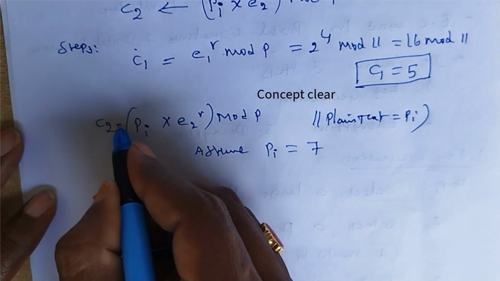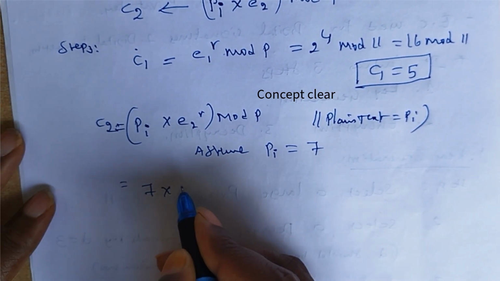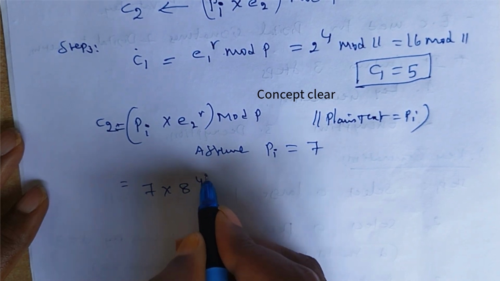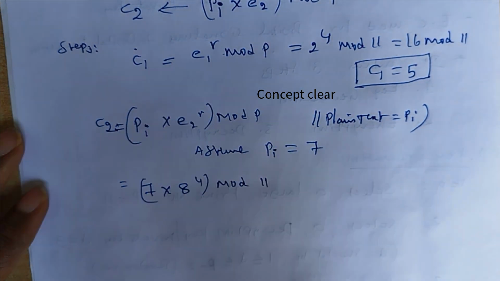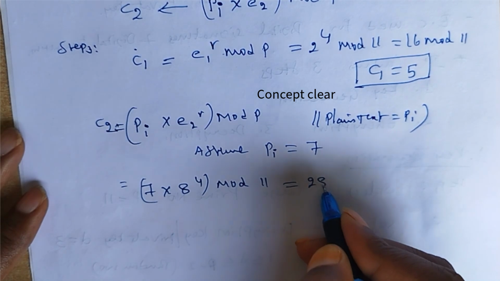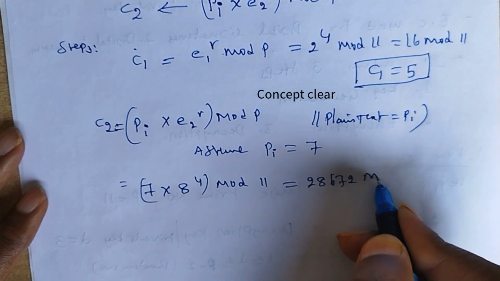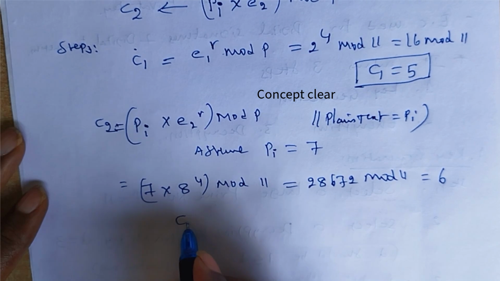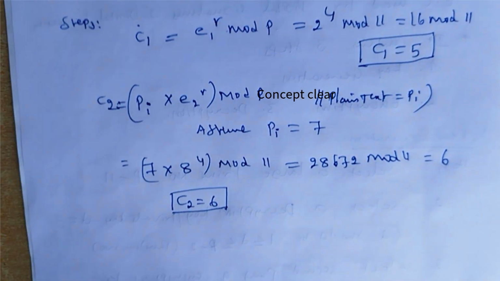So if you are implementing here, what is the value? 7 into the E2 value. What is the E2 value? 8 whole power 4 mod 11. So what is the value? 28,672 mod 11. If we calculate, we will get 6. So C2 equals 6.